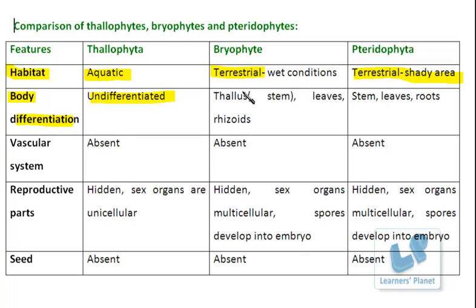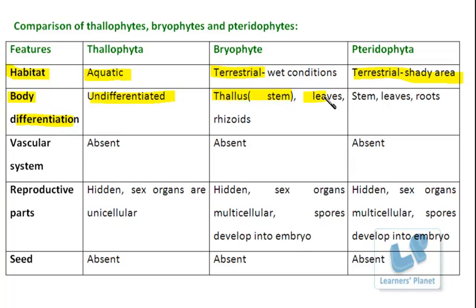Whereas in case of bryophytes, the differentiation is observed. In this case, the cells are organized in the form of stem. Now this stem is not exactly a true type. It is not of true type. They are present as a stalk-like structure which is known as thallus.